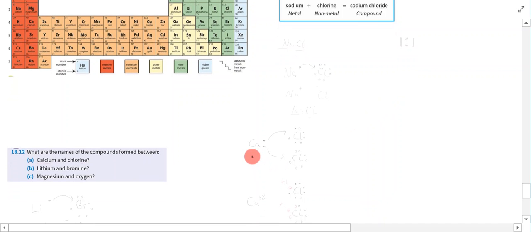If we think about calcium, on the other hand, this is bonding in the ratio of 1:2. So you have 1 calcium atom bonding to 2 chlorine atoms.